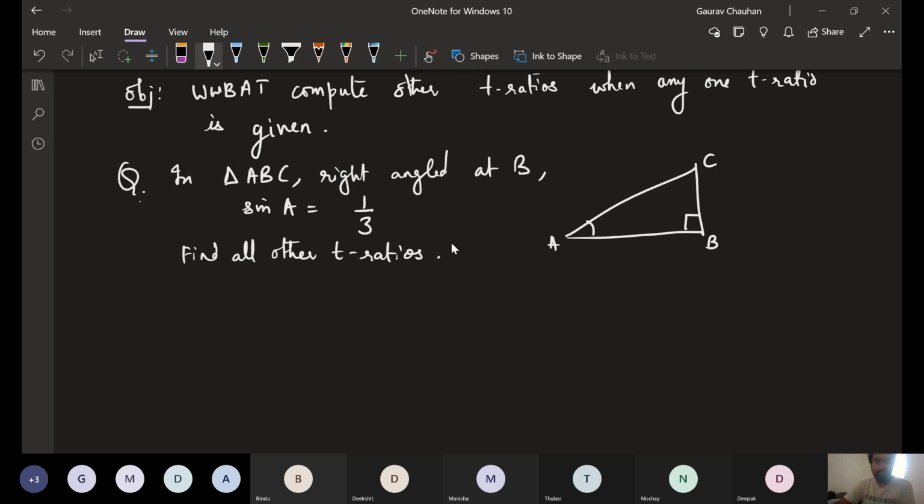In triangle ABC, right angled at B, sine A is equal to 1 by 3. Find all of the T ratios. For this we need one small understanding about fractions, which we just covered in the previous topic. If I have a fraction, suppose 3 by 5, I can write this as 3 into y by 5 into y. It will not change the fraction.